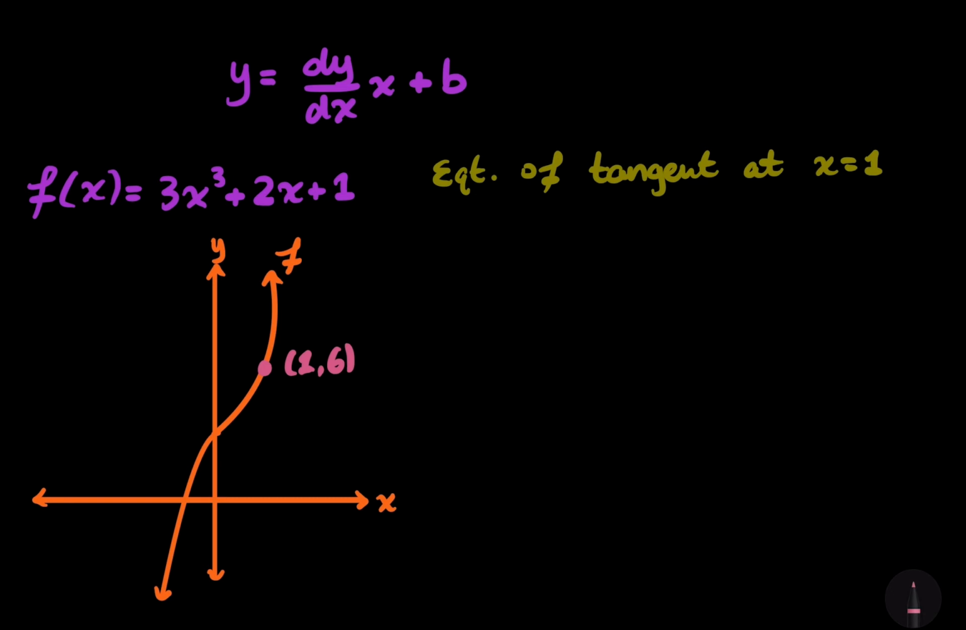We know that the slope of the tangent line is going to be the derivative evaluated at our given point. I'm going to do a particular example in which we illustrate the process of how to determine the equation of the tangent line at a particular point. Here we have f of x equals 3x cubed plus 2x plus 1, and I've drawn a bit of a sketch down here in orange. We want to determine the equation of the tangent at x equals 1.